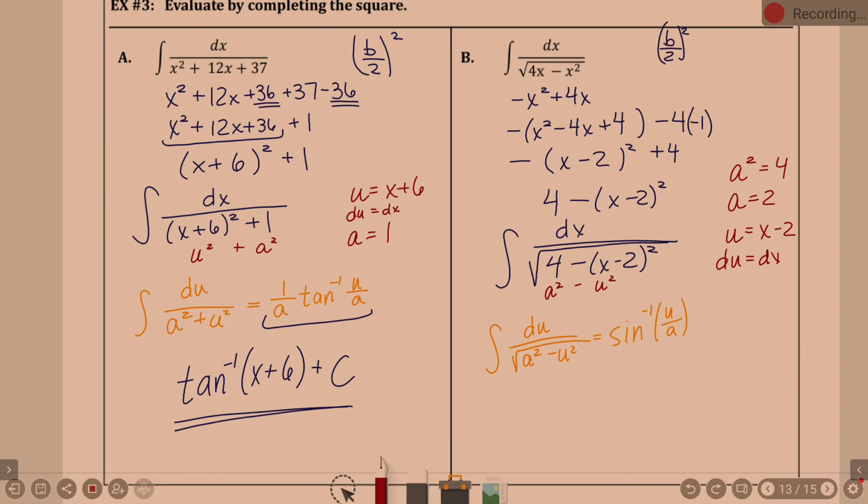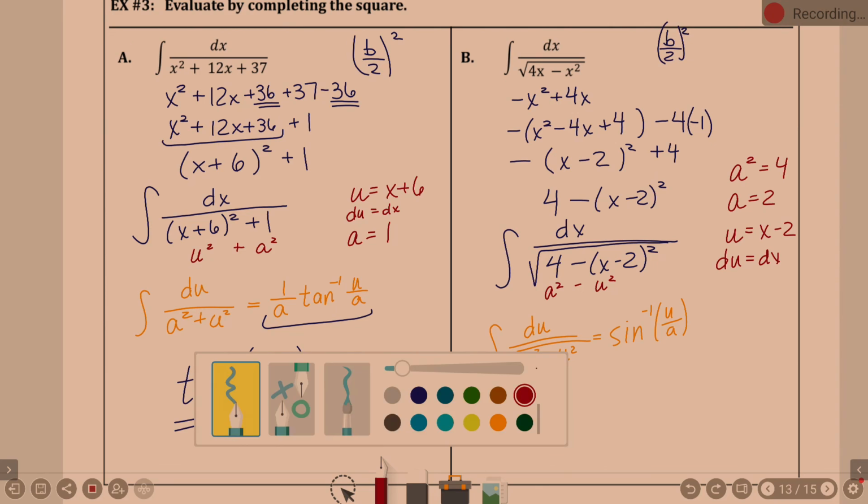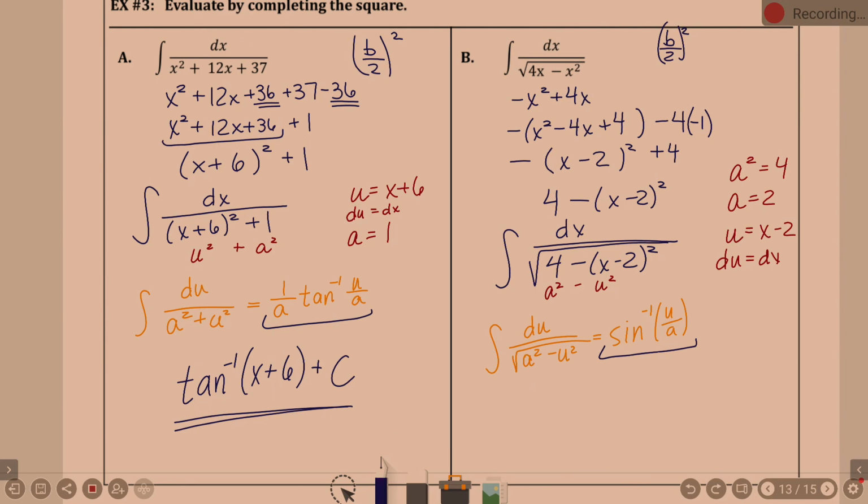So, okay, did you guys write an answer? You're filling in this part, right? So sine inverse of x minus 2 over 2. Okay. What have I not written? Plus C. Did you guys write plus C? Okay.